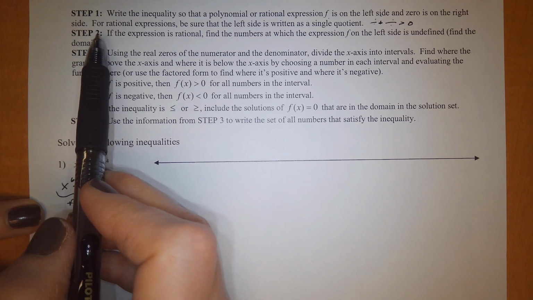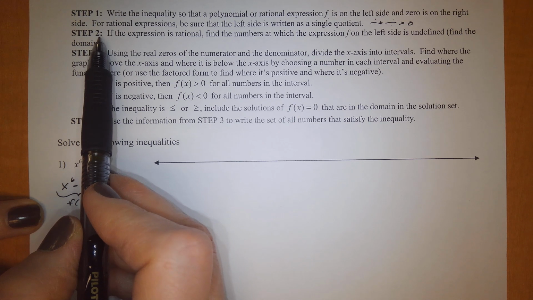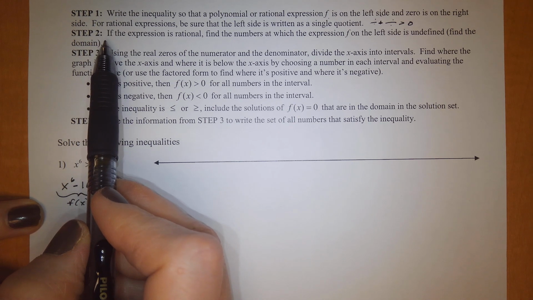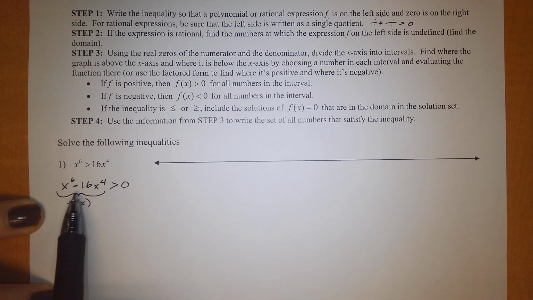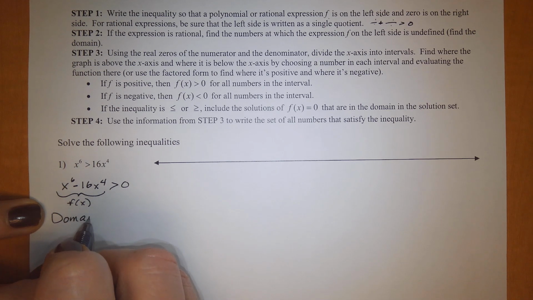Step 2. If the expression is rational, find the numbers on the left side where it's undefined. Well, it is not a rational expression since I don't have a denominator, so I don't have any exclusions from my domain. My domain is all real numbers.